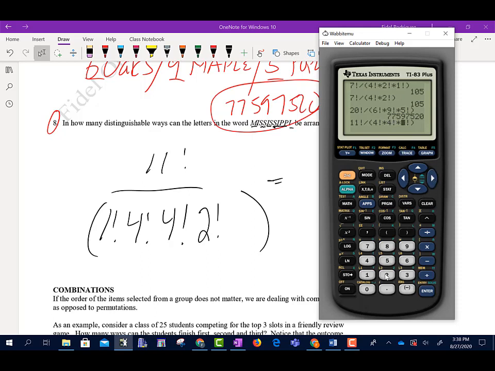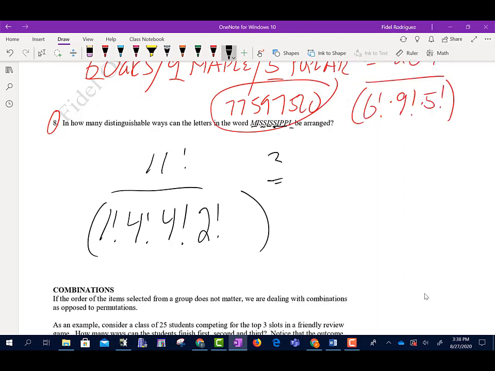And back 1 and put a 2 right there. Okay. And now we'll hit enter. And 34,650. 34,650. There we go.